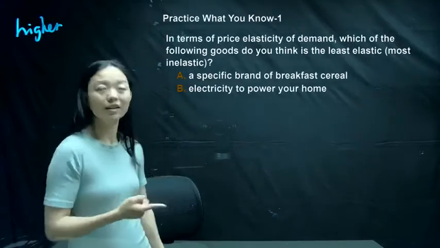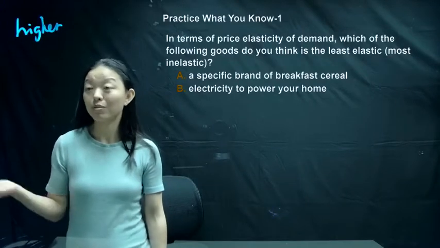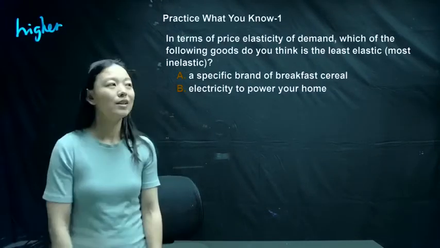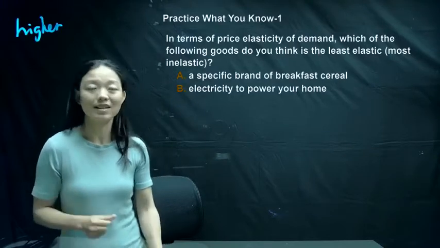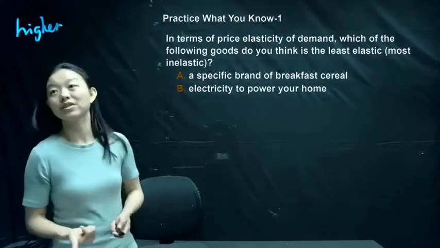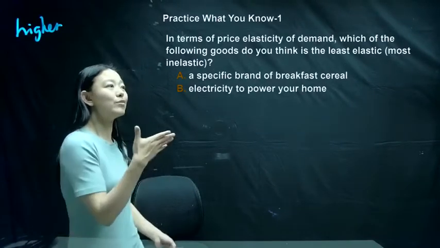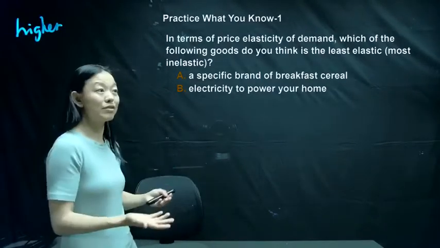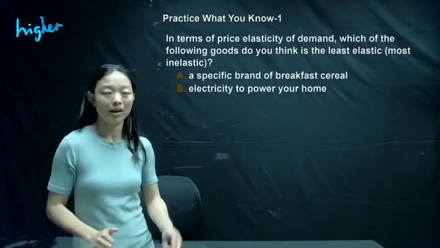Probably it will be electricity, right? So you use electricity to power your home, and even if the electricity provider increases the price, you still need to pay for the electricity, right? So we would say the electricity to power your home actually has a really inelastic demand. And for option A, a specific brand of breakfast cereal, we know breakfast cereal already has a lot of substitutes, right? Even for a specific brand of breakfast cereal, you can switch to other brands of breakfast cereal. Therefore, option A actually has really elastic demand.